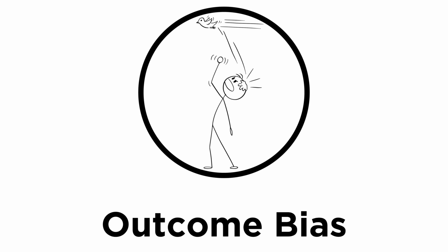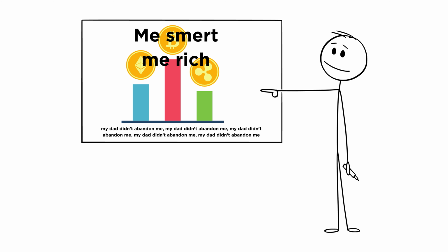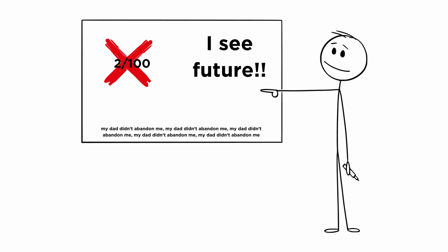Outcome bias is judging a decision based on its outcome rather than the quality of the decision at the time it was made. If a guru says 100 cryptocurrencies are going to the moon, but only 2 do, objectively, every one of those predictions was really bad, but they try to focus on the 2% of time they got it right.